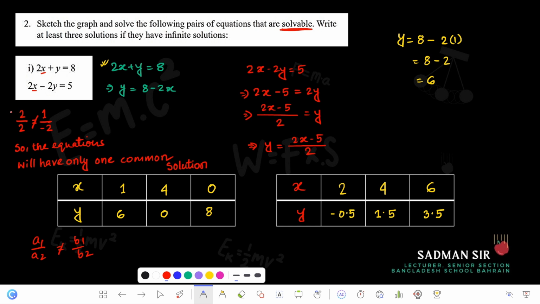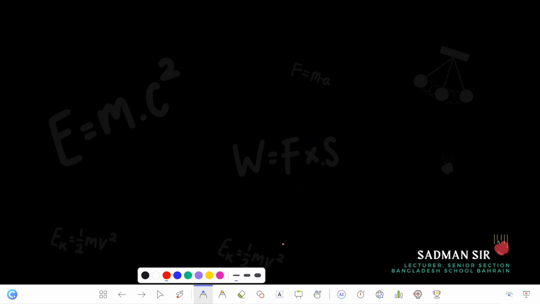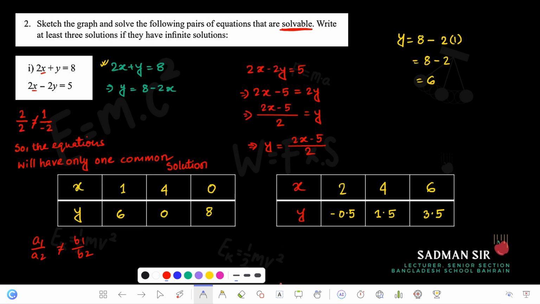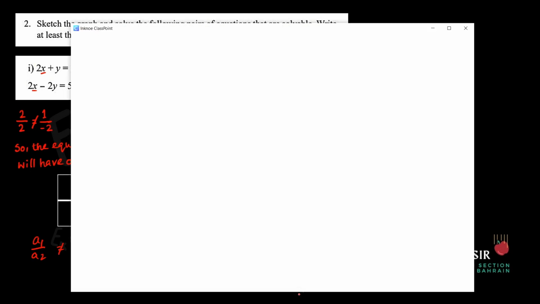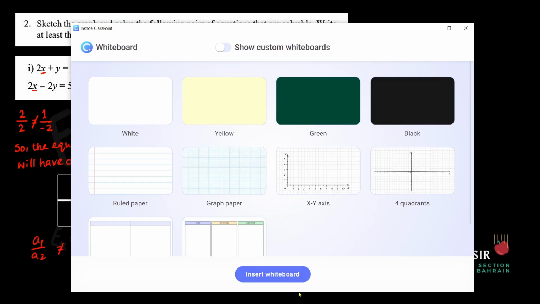So first you need to write this and then start all this calculation, because they told us to solve only those equations which are solvable. So we checked here that this equation will have one common solution, then we can start the solution process. Now we will be putting all this into a graph paper. So let us take a graph paper.